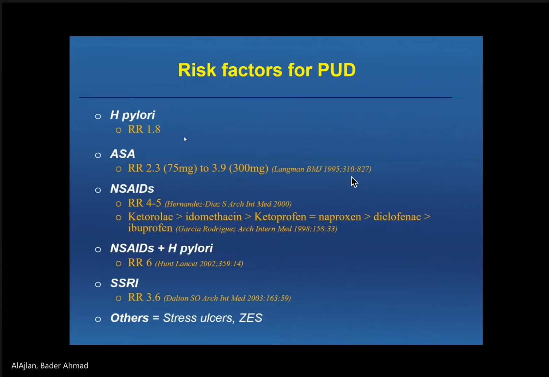Back to peptic ulcer disease as a common cause. There are multiple risk factors for it, which include H. pylori, as everybody knows. Aspirin and NSAIDs also increase the risk for peptic ulcer disease, and if we combine NSAIDs with H. pylori, it enhances the risk. Of course, SSRIs have some role in increasing the risk for peptic ulcer disease. Other causes of ulcers are stress ulcers and Zollinger-Ellison syndrome.